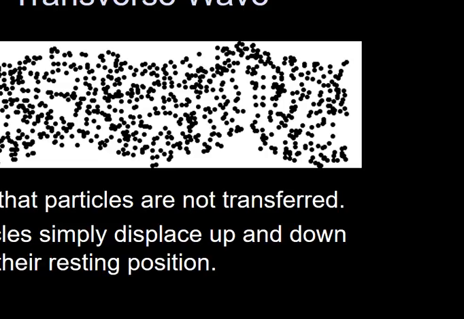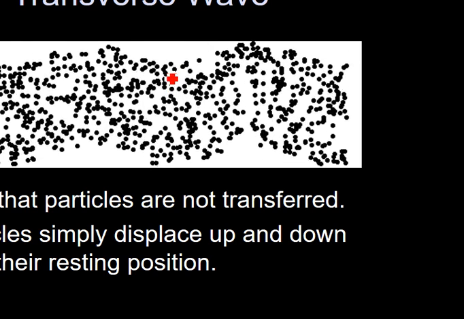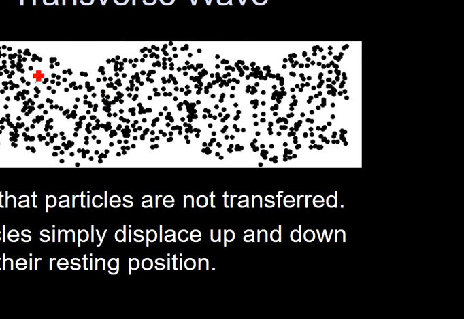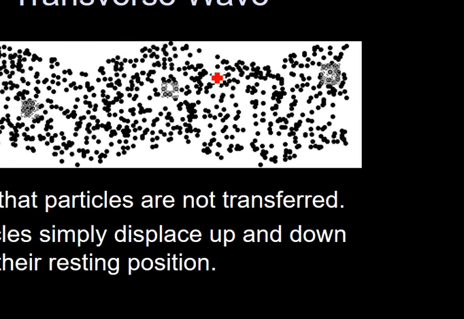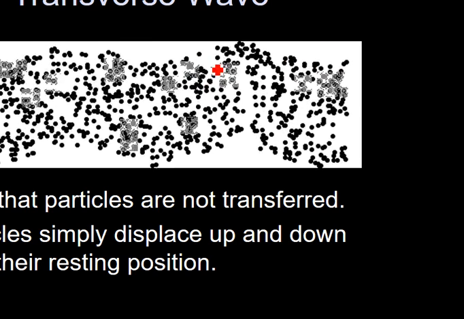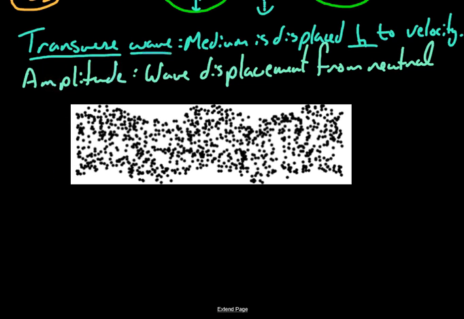So just a little example here. We look, these dots move up and down, but the wave itself moves along like this. So the wave moves along to the right as the dots move up and down. Our waves move like that, but our particles move like that.